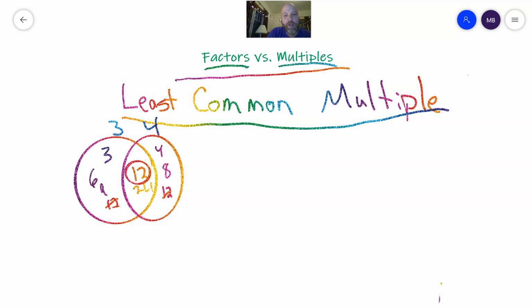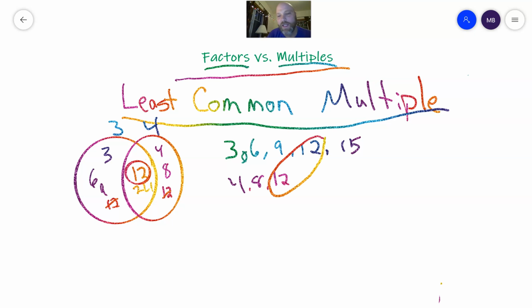So you can use Venn diagrams to find the common multiples and the least common multiple. That's not probably the way I would do it. For me, I would just make a list. I would say 3, 6, 9, 12, 15. Well, let's try the 4s to see if anything matches. 4, 8, 12. Oh, look, something did match. So for me, that's easier.